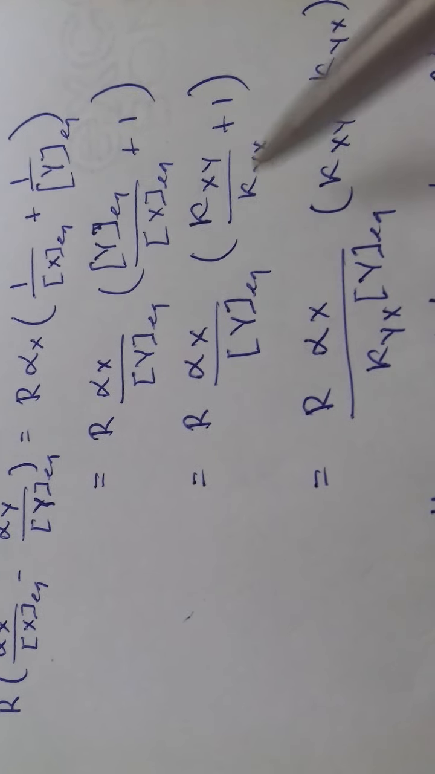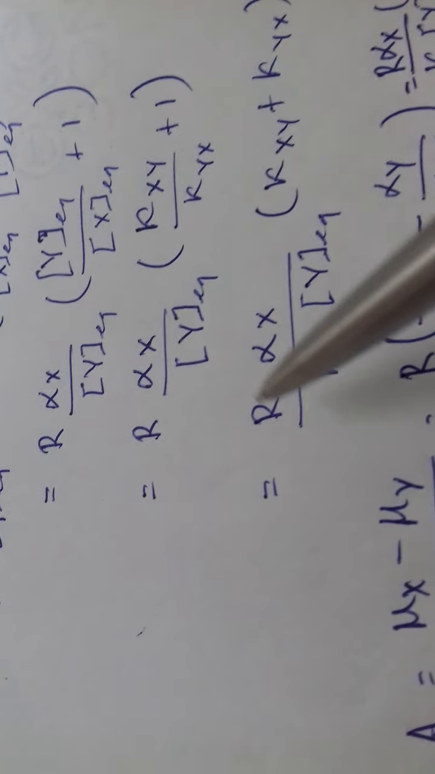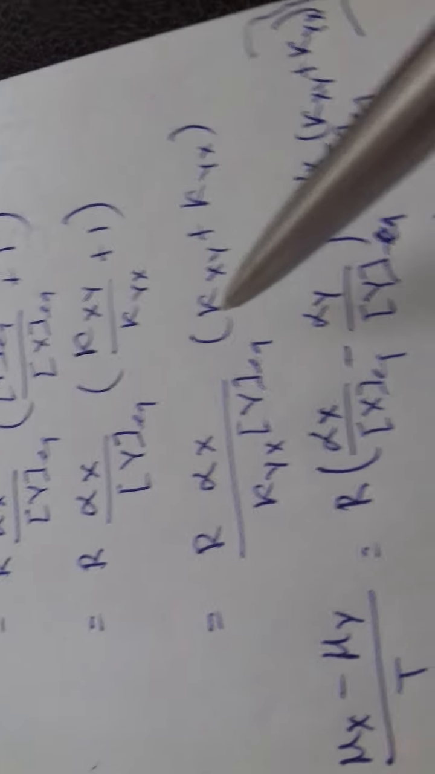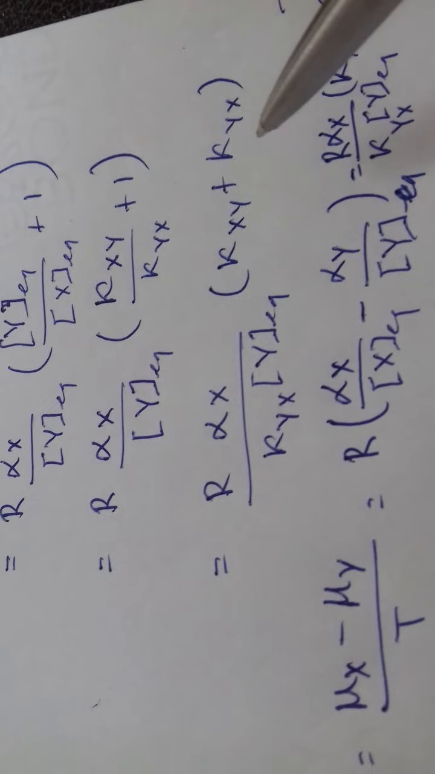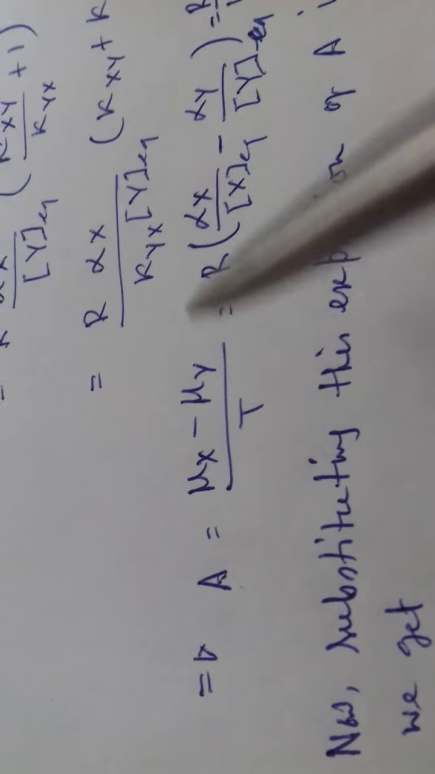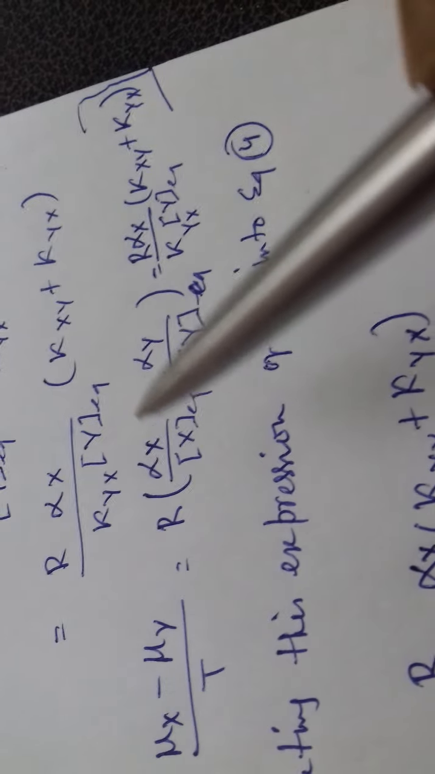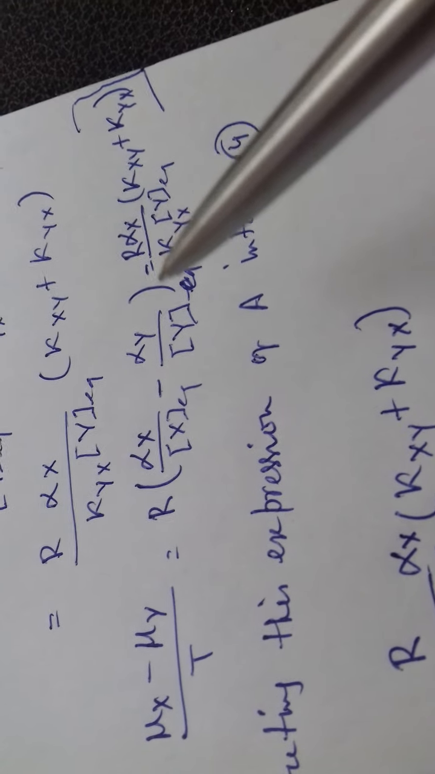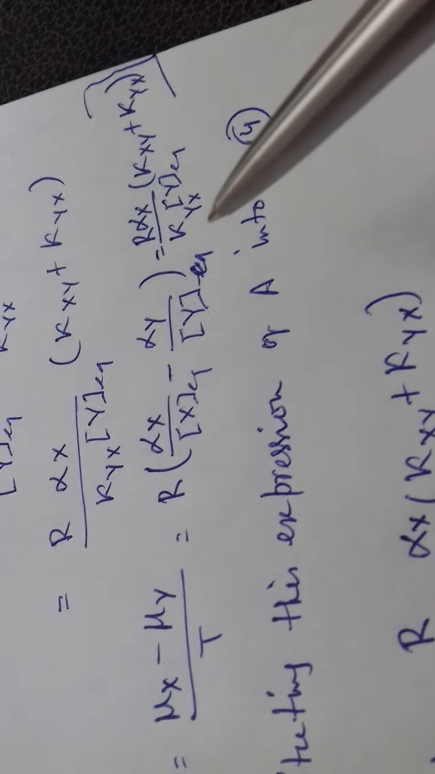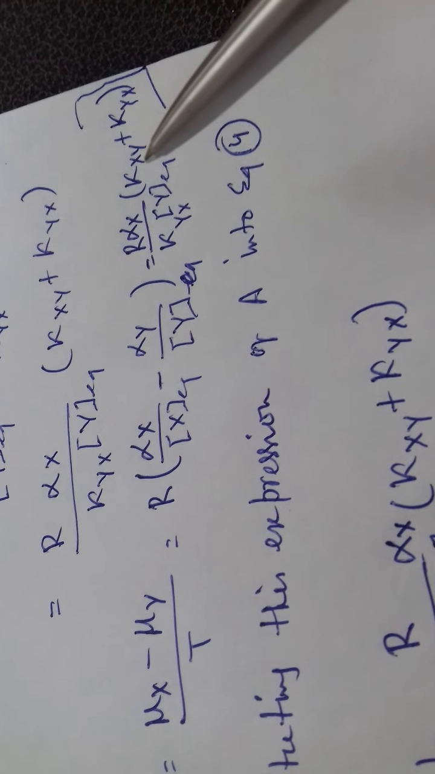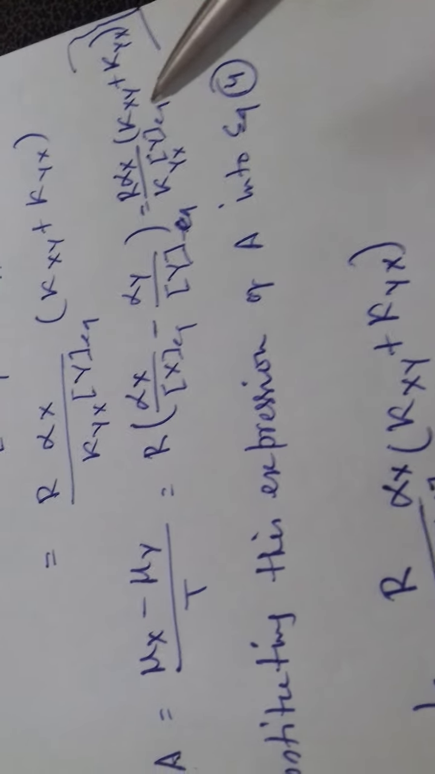So naturally this becomes this plus 1, or you can rationalize it: R into αx kyx by yq into (kxy plus kyx). So as a result, the affinity A becomes (μx minus μy) by T, equal to R αx by xq minus R αy by yq, or the same equal to R αx by kyx into xq into (kxy plus kyx). So now we come back to the point.